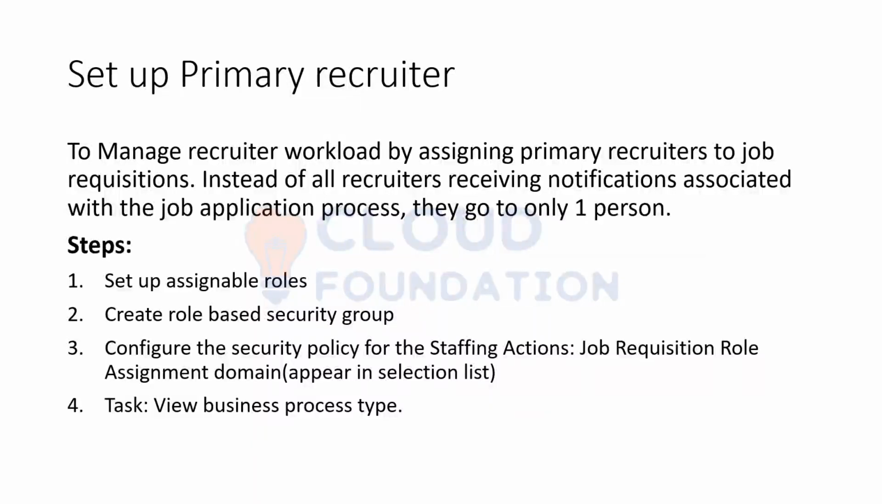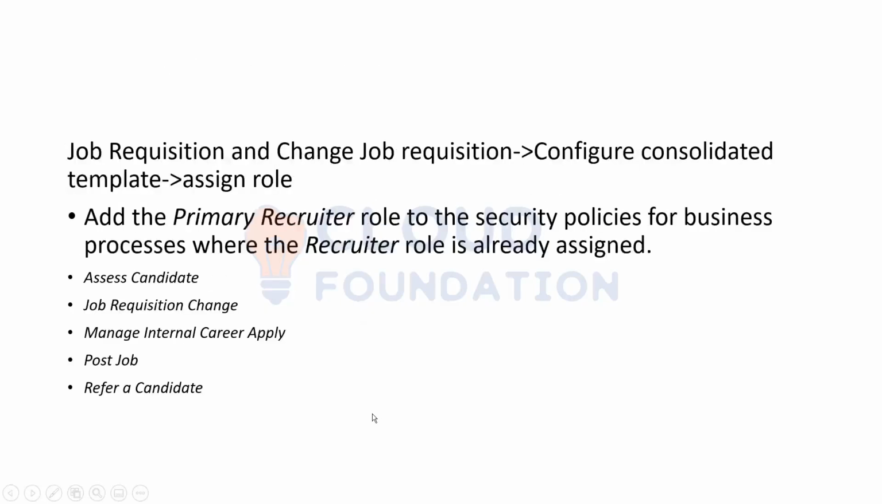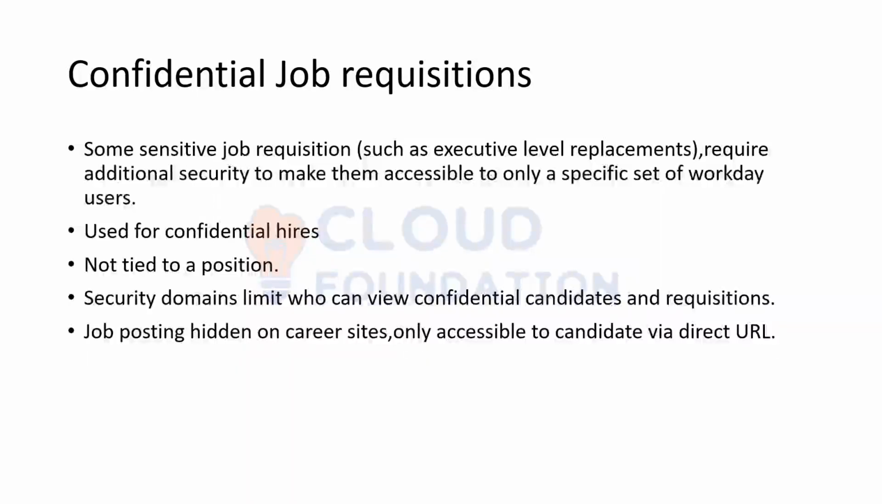Then set up primary recruiter. We created a role. Then we changed over here in this domain so that the primary recruiter Shilpa appears in the list. Then we went to the business process type of job requisition, to configure consolidated template, and over there we assigned role. We added this option. Then if we need to add primary recruiter in any of these BPs, we will change the business policies of these and add the primary recruiter role which we have created, that is primary recruiter Shilpa, into the business policy. Then we have confidential job requisitions also, which I'll cover in the next class.